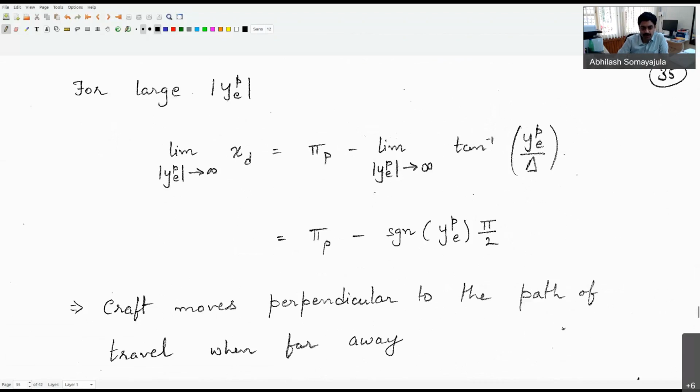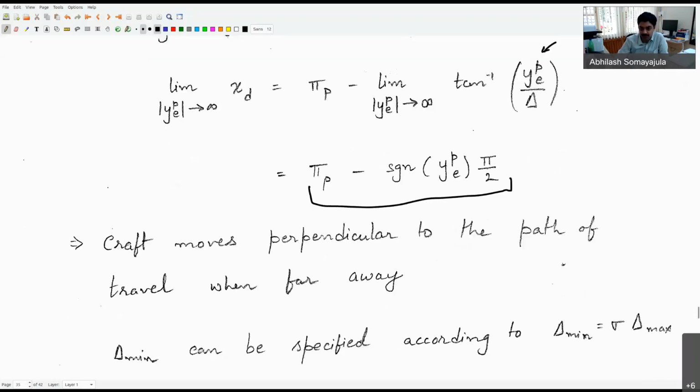Now, in a similar manner, when I look at what is happening at large YPE, you'll see that as YPE tends to infinity, the course angle becomes pi p minus tan inverse of YPE by delta, and this tan inverse value tends to pi by 2. So it is actually 90 degrees out of phase from the angle of the path joining the two waypoints. So I am trying to approach the path perpendicularly when I am farther away. The craft basically moves perpendicular to the path of travel when it is very far away.